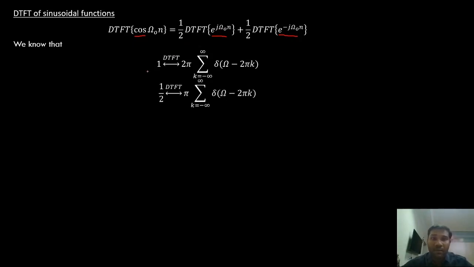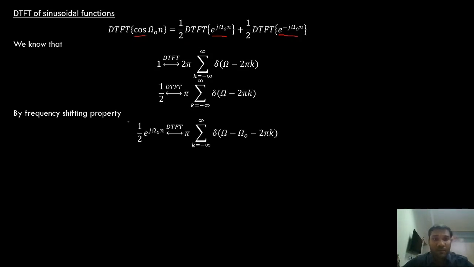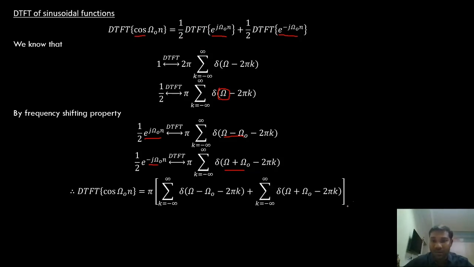I have to apply frequency shifting. So if I have a phase shift in my time domain signal, then there will be a shift in the frequency. In place of omega, I'll have omega minus omega naught. And similarly, when I have negative omega naught, here I'll have omega plus omega naught. So I'm going to add these two DTFTs. I'll get the DTFT of cos. So this is my DTFT of cos omega naught n.